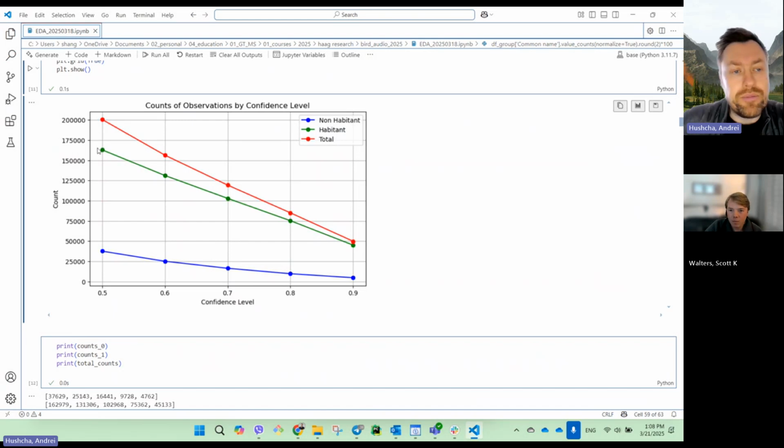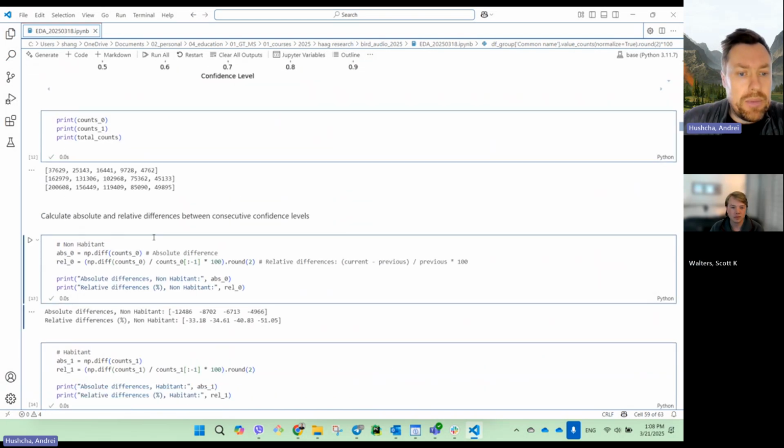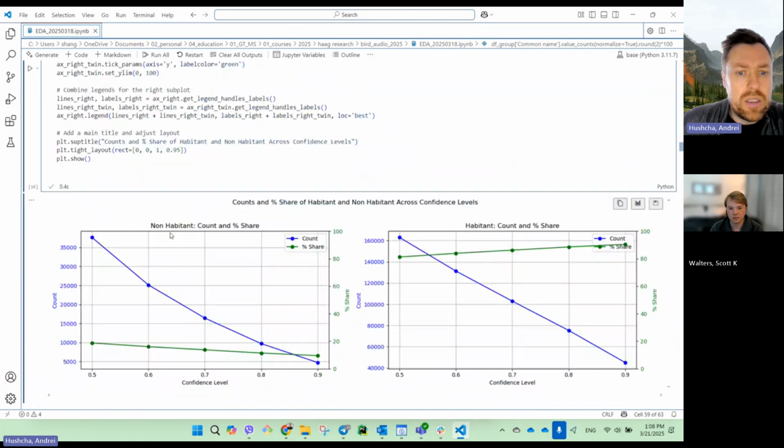The green line is for the observations of the birds that are in the list Pranav gave us. He told us that's the list of all the birds that are specific to this area, the birds you would expect to see here. And the blue one is non-habitants, so that would be some misclassification in any case.